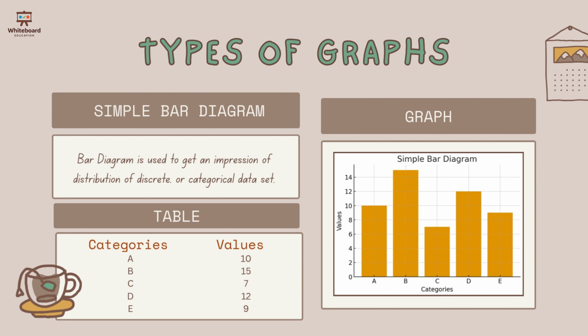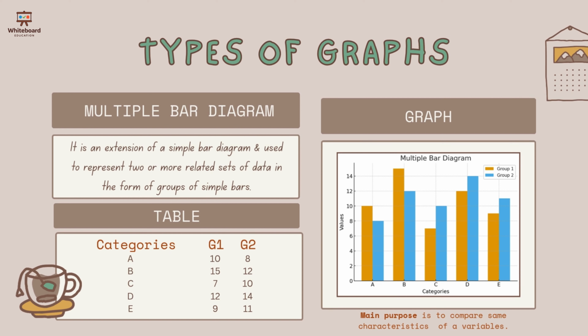Multiple bar diagram. It is an extension of a simple bar diagram, used to represent two or more related sets of data in the form of groups of simple bars. Note: the main purpose of a multiple bar diagram is to compare the same characteristics of variables, like here we have the categories A, B, C, till E. We take two groups corresponding to those categories. We can compare the values of G1 and G2 by placing them side by side in the graph. It helps us to visualize the difference between the values of both groups.